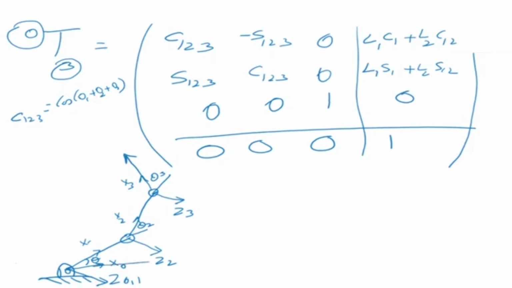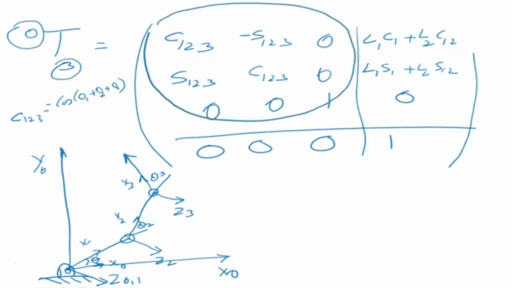Now this is my X0 direction, that's my Y0, and this is my Z0 pointing outward. Now what is this giving us? This part is giving us the total rotation of the third frame with reference to the first frame. Now what is the total rotation of axis x3 with reference to x0?